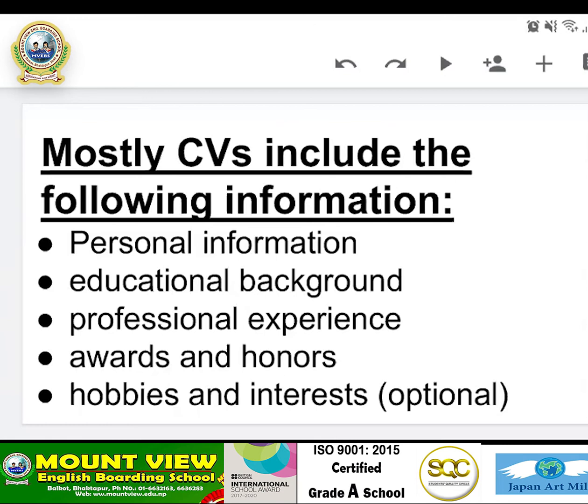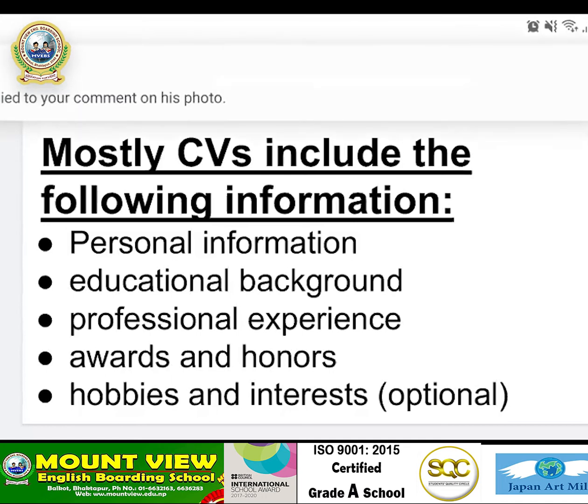The next one is your education background. You have to start from SEE, then after plus two, bachelor and master. But it's better if you write from the master level. Then after that, your professional experience, that means if you have done a job somewhere and gained experience there, you can write about that also.